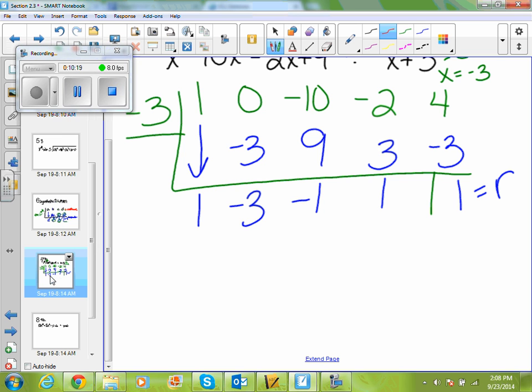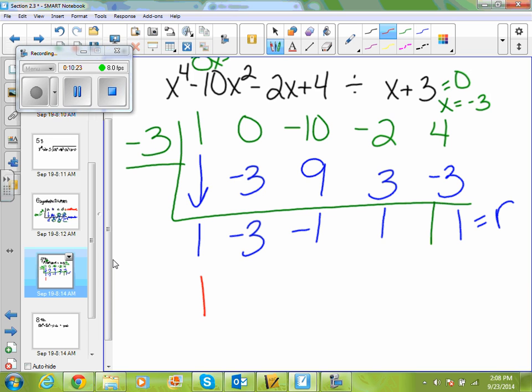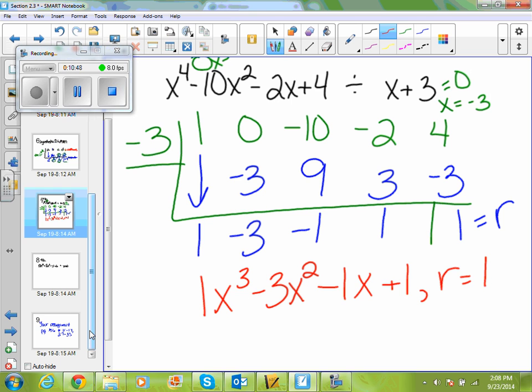Okay, and then these become our new coefficients, and we always drop our exponent by 1. So we started with an x to the 4th, so this becomes 1x to the 3rd minus 3x squared plus 1 with a remainder equal to 1. And that's all you do.